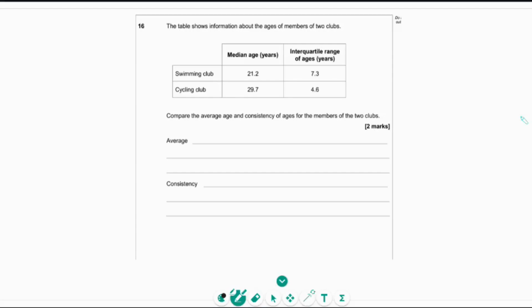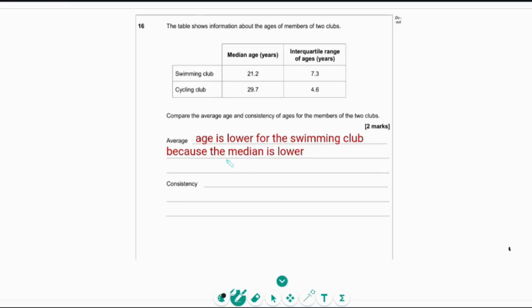Question 16. The table shows information about ages of members of two clubs. Complete the average age and consistency of ages for the members of the two clubs. Average. Average age is lower for the swimming club because the median is lower.